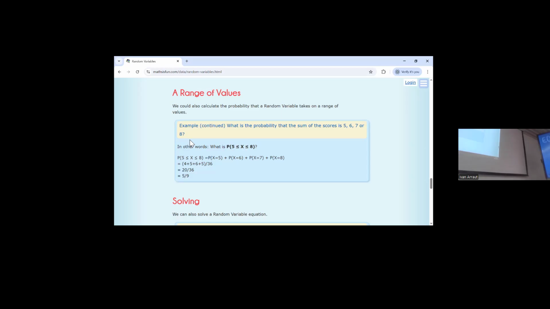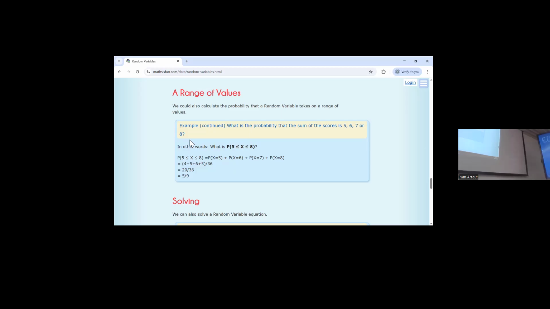In any case, we can also calculate the range of values. For example, this is an example between 5 and 8. What is the probability that the sum of the scores is between 5 and 8? Then you calculate the probability of 5 plus 6 plus 7 plus 8. This is the example with the 2 dice, no? And at the end, you obtain a number. Now, if you sum all the probabilities, for 2, 3, 4, up to 12, I should obtain 1.